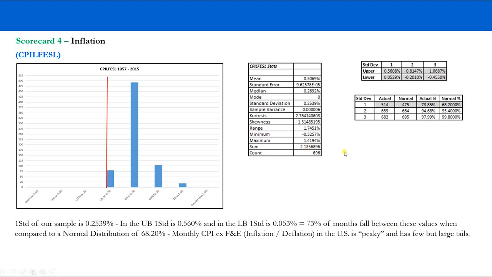Now, what's interesting here is how different this is to a normal distribution, first of all, and also when compared to CPI including food and energy, because in the lower bound we had a minus number, and in the lower bound here we actually still get a positive number. So there's a massive skew in the data here towards positive occurrences.